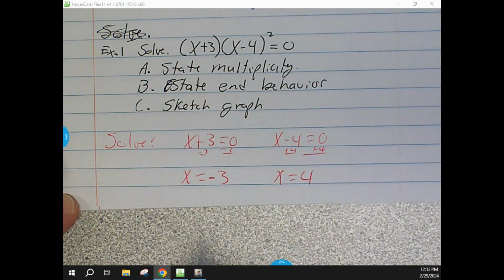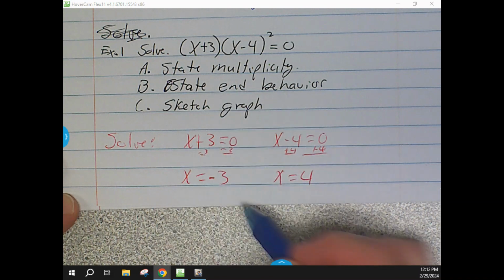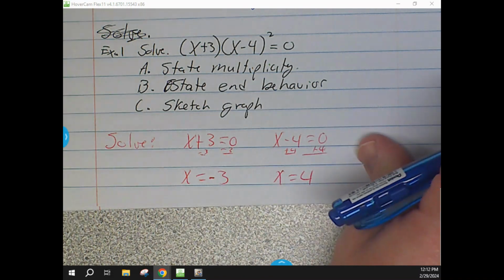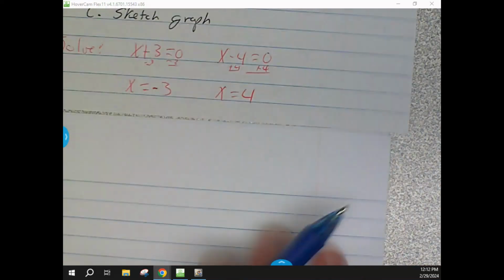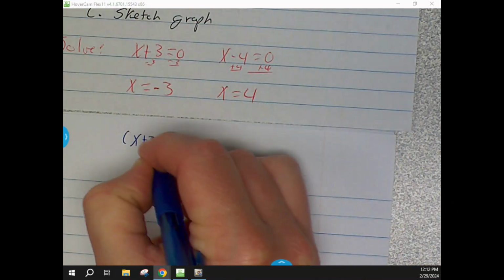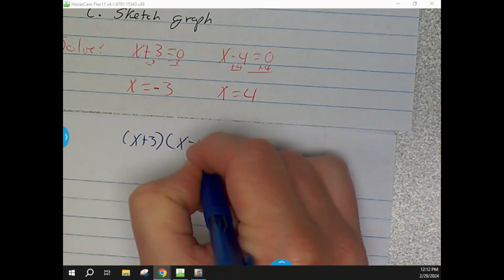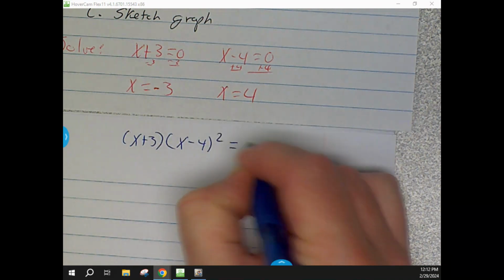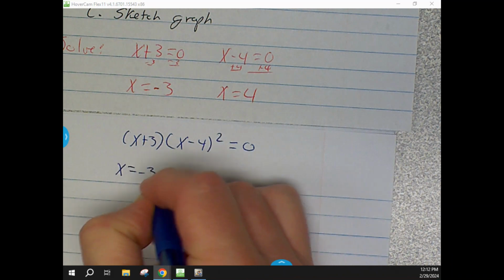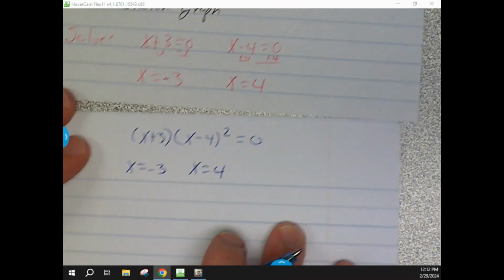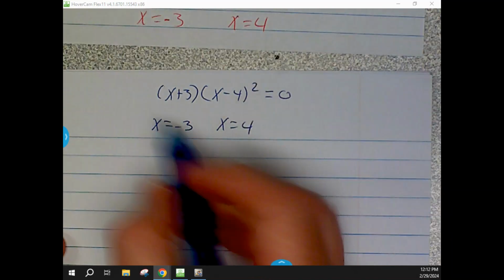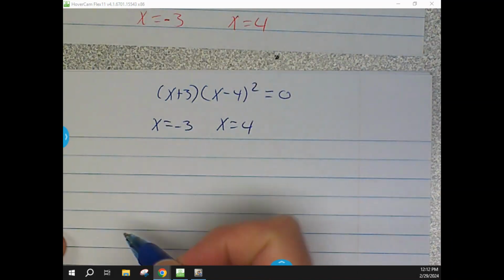Okay, so if y'all have room underneath this, we're going to do the rest of it underneath. I don't have room, so I'm going to rewrite this on the next page. So we've got x plus 3 times (x minus 4) squared. Just transferring that over here, this is what we had, this is how we solved it, and we got these two answers.